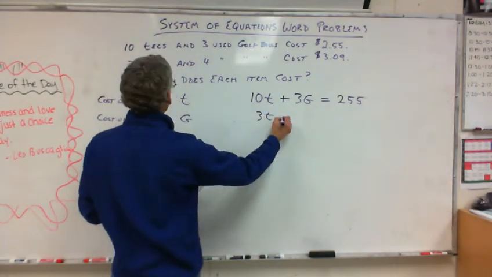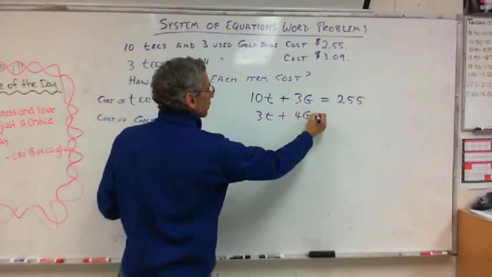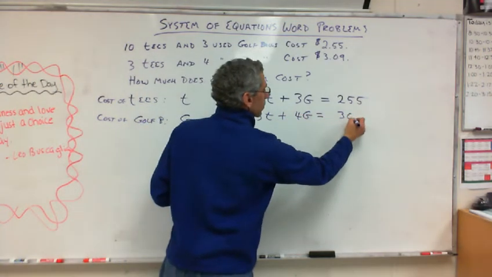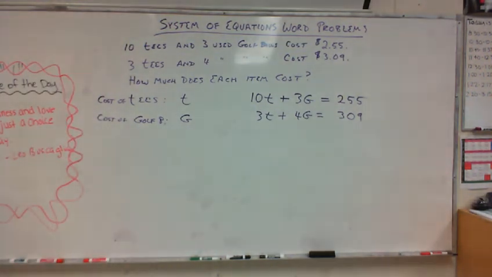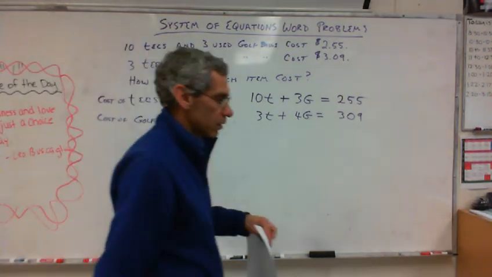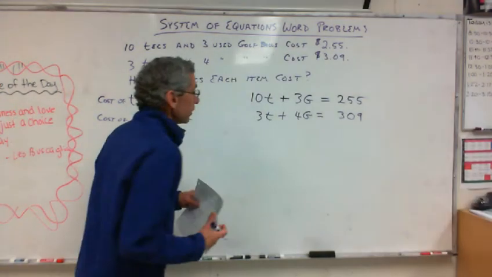3T plus 4G equals 3 over 2. Pretty easy, right? Pretty straightforward. Now this is where it helps to have a calculator. I don't know if I have it. You do? All right, can you do it for me? That would be great. All right, so now we gotta look.